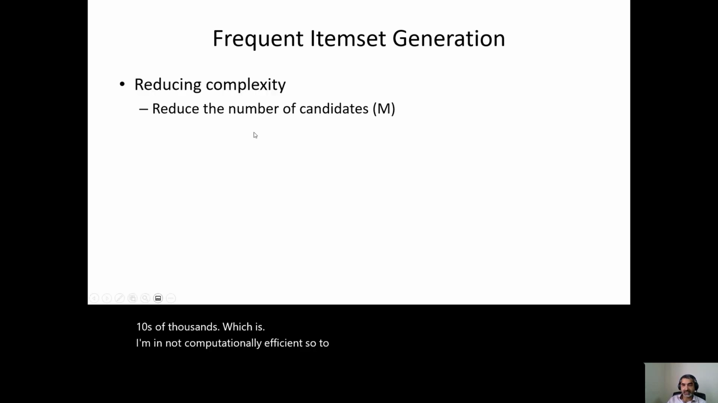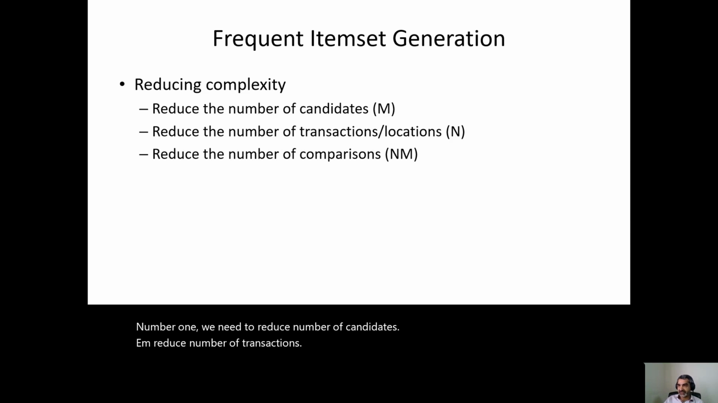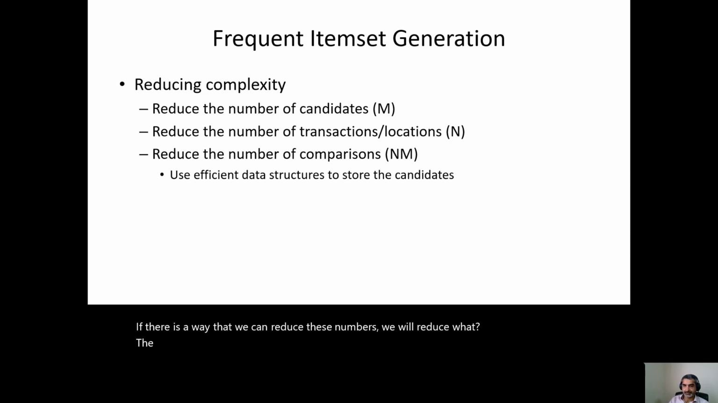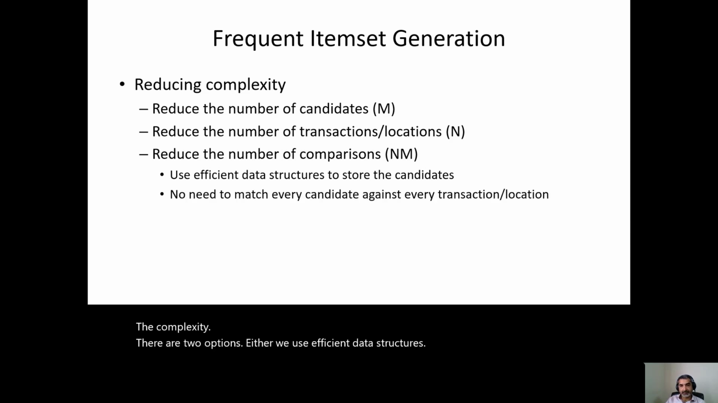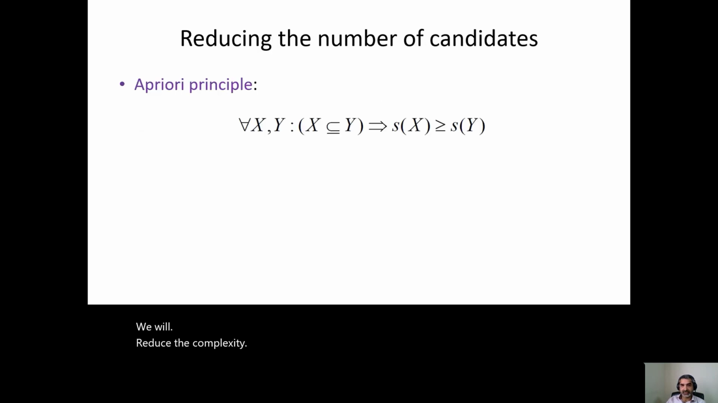So to reduce the complexity, number one, we need to reduce the number of candidates, M, reduce the number of transactions, and reduce the number of comparisons. If there is a way that we can reduce these numbers, we will reduce what? The complexity. There are two options. Either we use efficient data structures, or we need to match every candidate against every transaction. No need to match if we can find an efficient data structure and an algorithm. So we will reduce the complexity to a high degree.